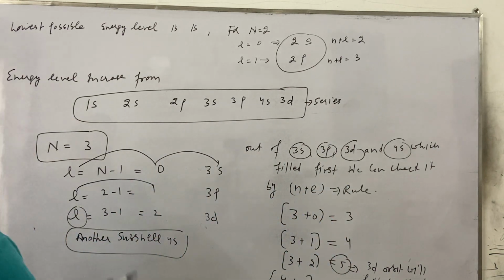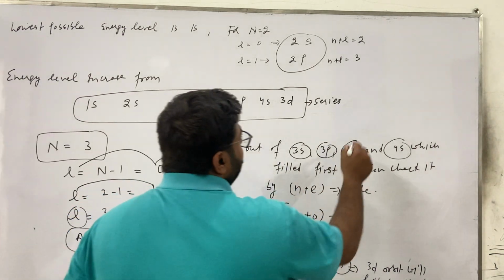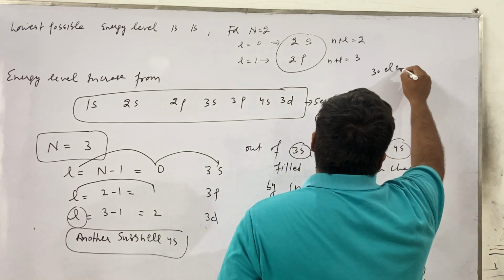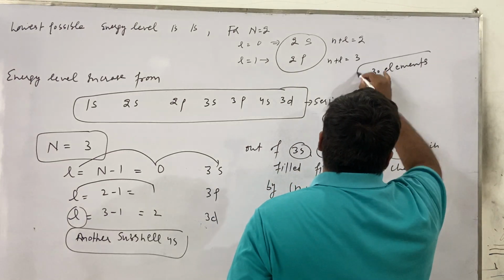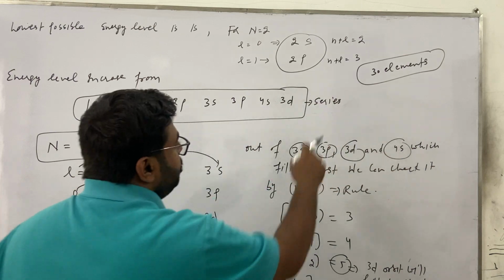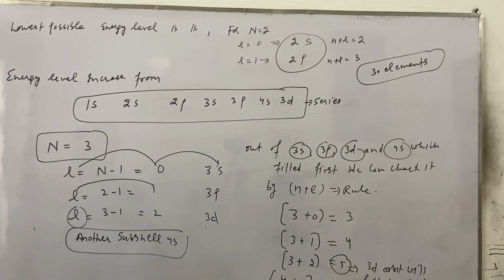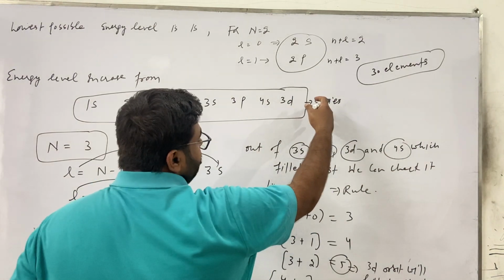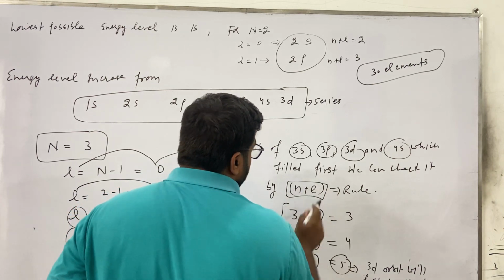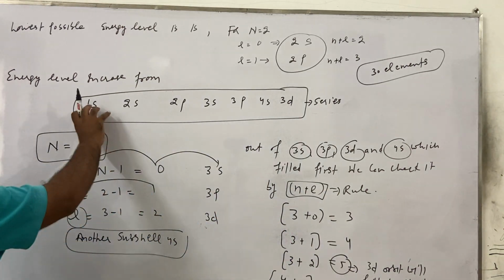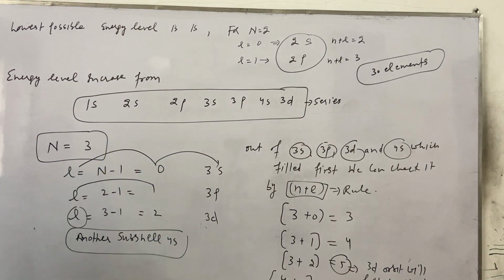We can make electronic configuration up to 30 elements. The rest we will do in the offline classes, and I will explain the further series of that. You can also work out the further series simply by n plus L. Now you have to remember this series, and now we will start the electronic configuration.